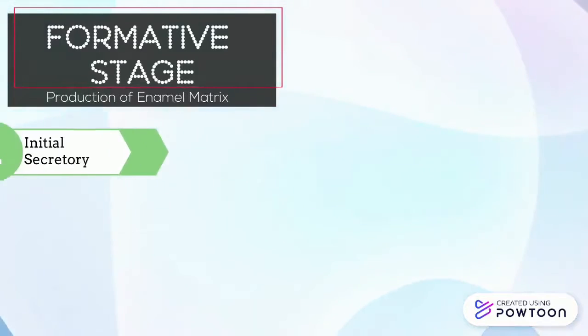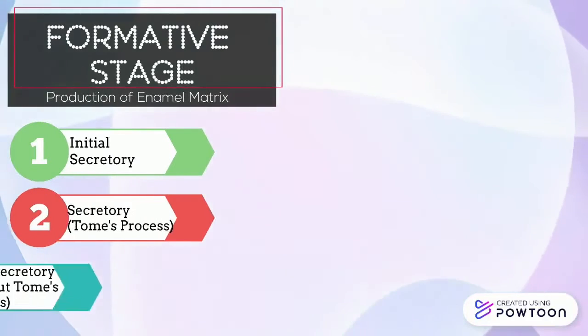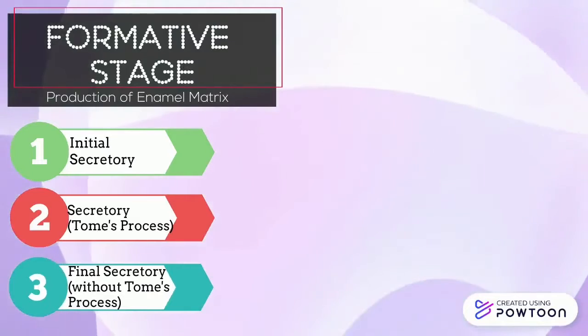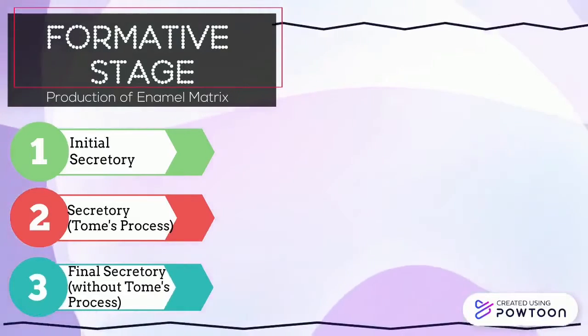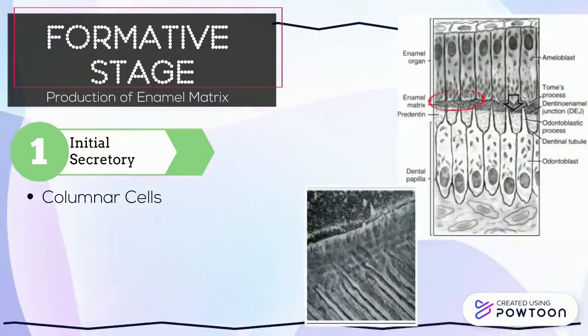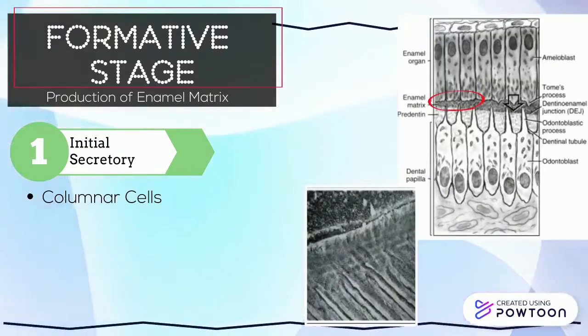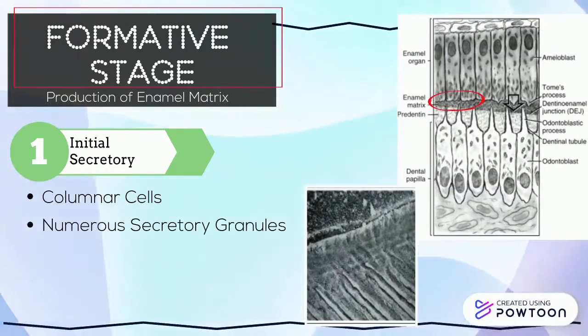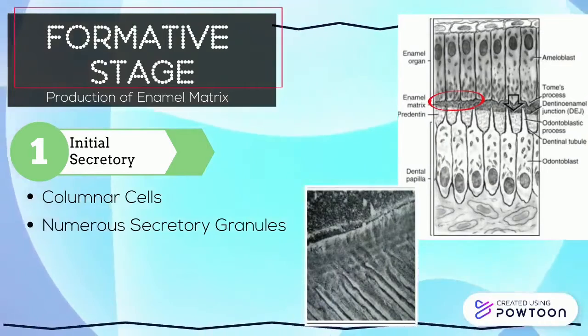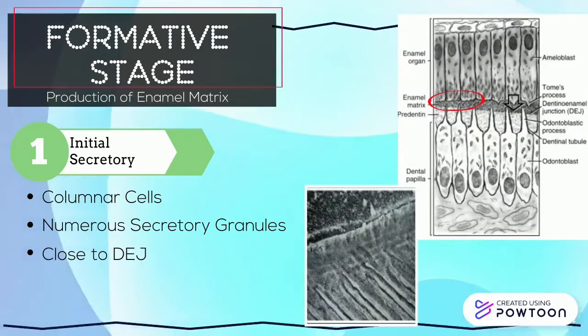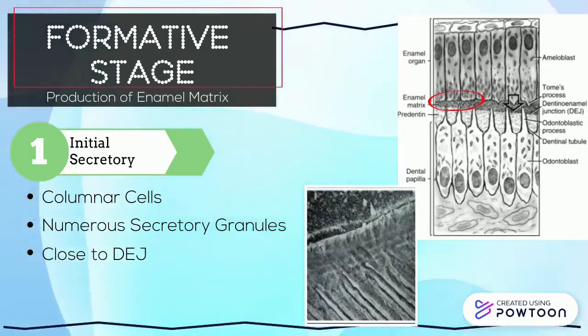The formative stage is also known as the secretory stage. It consists of 3 parts, and the end result is the production of an enamel matrix. First part is the initial secretory stage, where the cells are columnar in shape and contain numerous secretory granules. It forms close to the dentino-enamel junction, and it contains no rods or interrods.